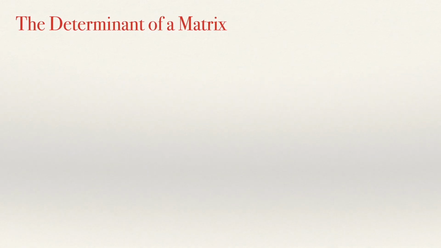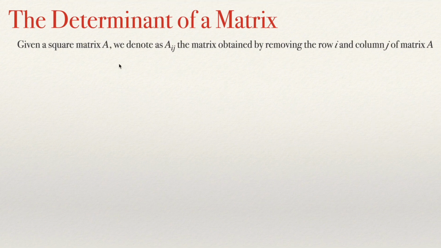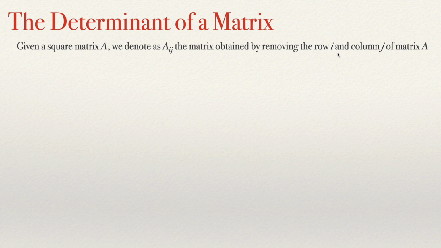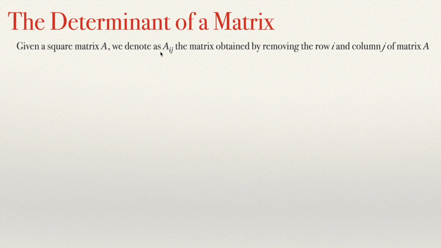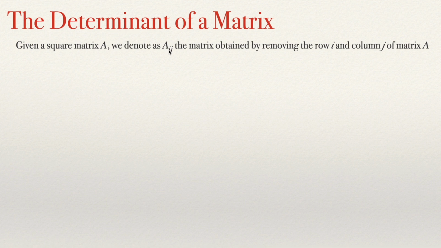I will be explaining the concept of the determinant of a matrix. Given a square matrix, let's call it A, we denote as A sub ij the matrix obtained by removing the row i and column j of matrix A. So we have a matrix and we are defining a new matrix that will be obtained by removing, if we put as a subindex ij, the row i and the column j.